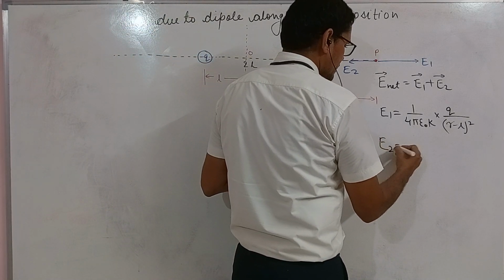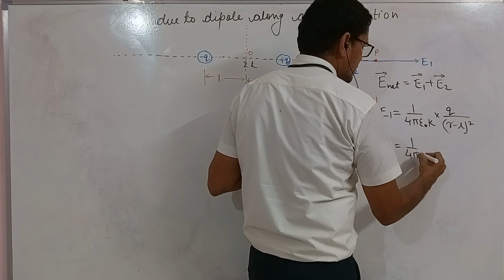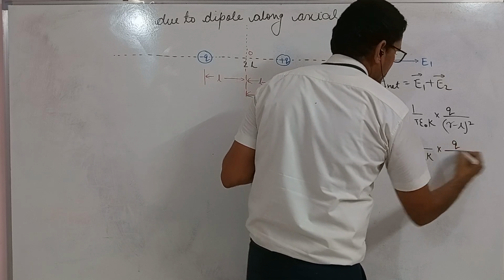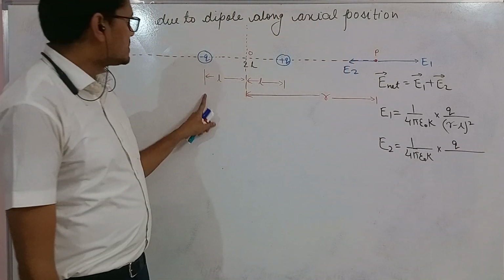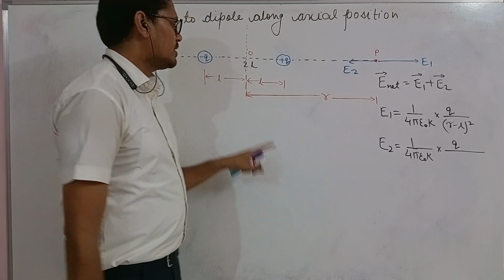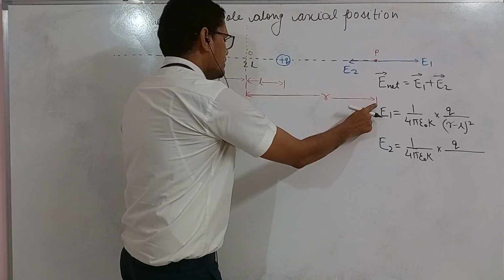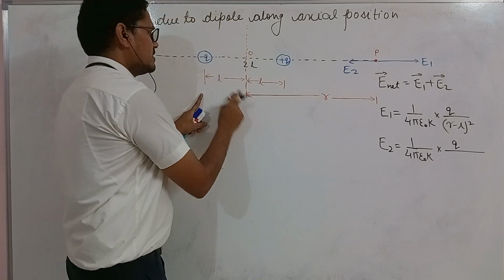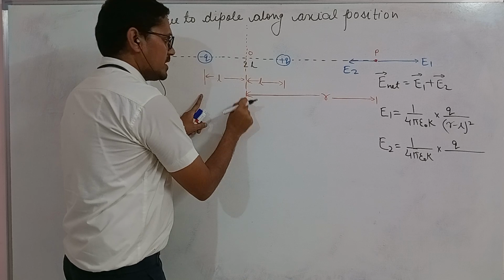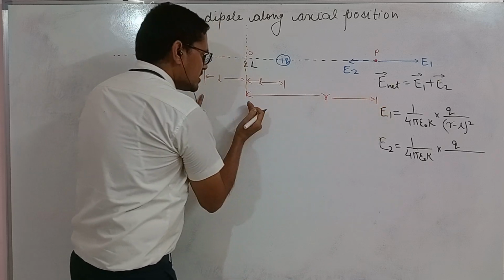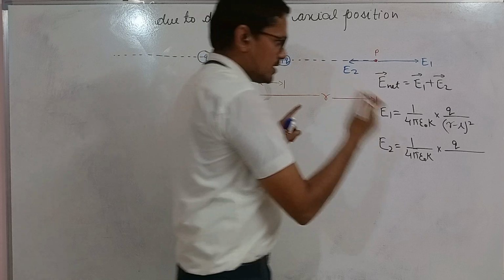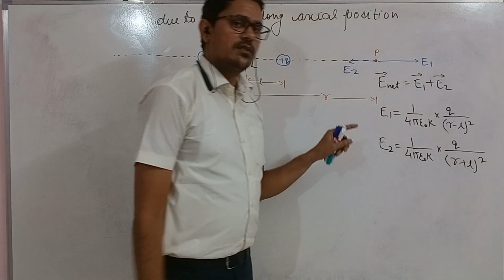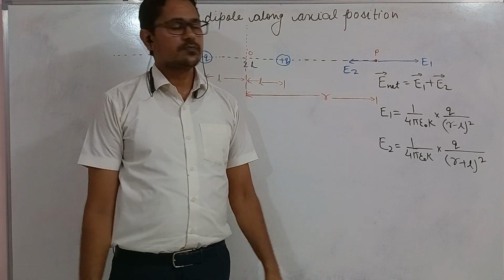So E2 would be given by 1 by 4 pi epsilon naught, the dielectric constant of the medium, multiplied by Q, and the distance between this charge and this point P. So here the point P and the origin are situated at distance R, and the negative charge from the origin is at distance L. So the total distance would be R plus L. Fine. So we'll be getting R plus L whole raised to the power 2. This is the value of E1 and E2 we have.